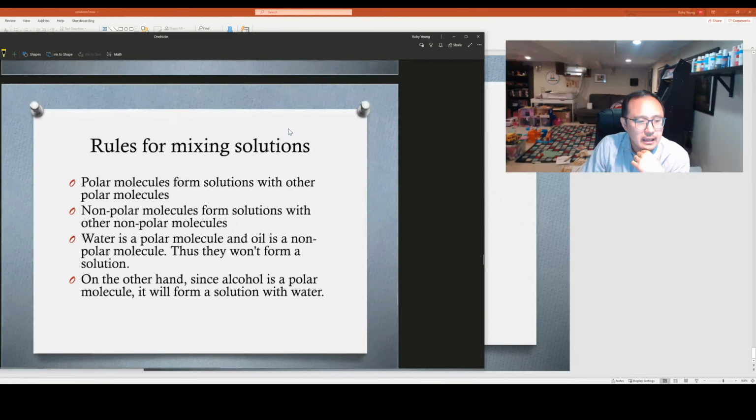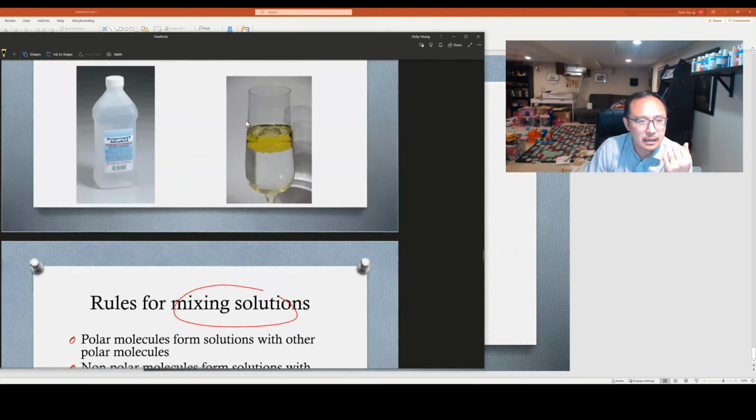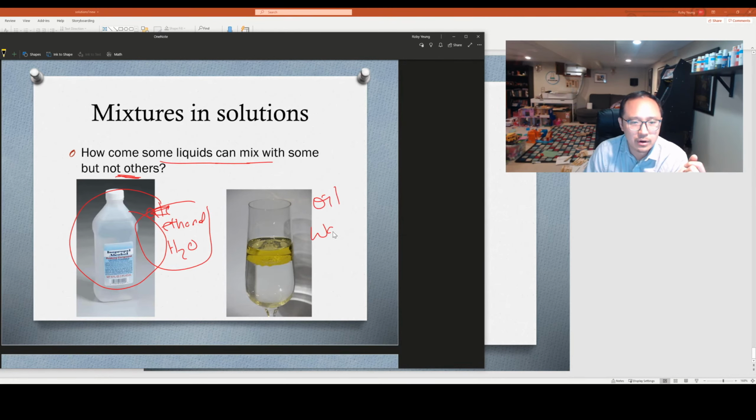Okay. And then the rules for mixing solutions. Again, this is the picture, right? How come some liquids can mix with some and not others? So this is water and alcohol, right? This is really just ethanol and H2O. They mix into a nice homogeneous solution. This is oil and water. You can see that there's a clear separation. So the question is why, right?